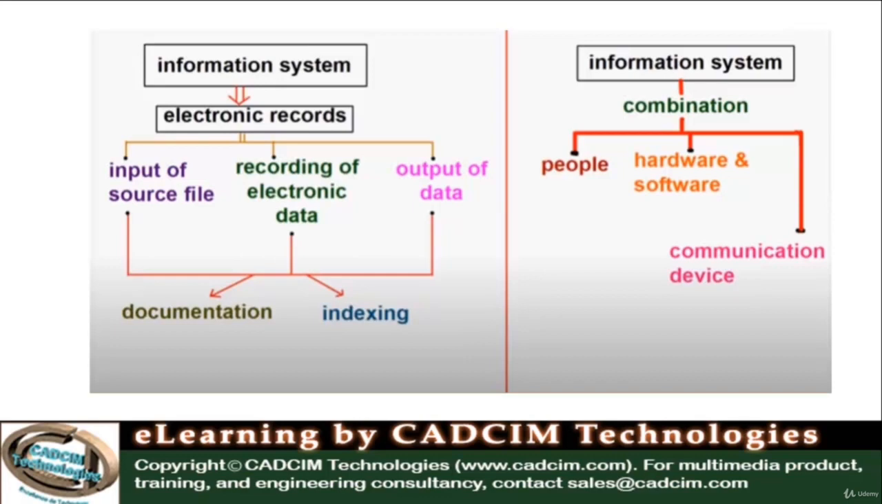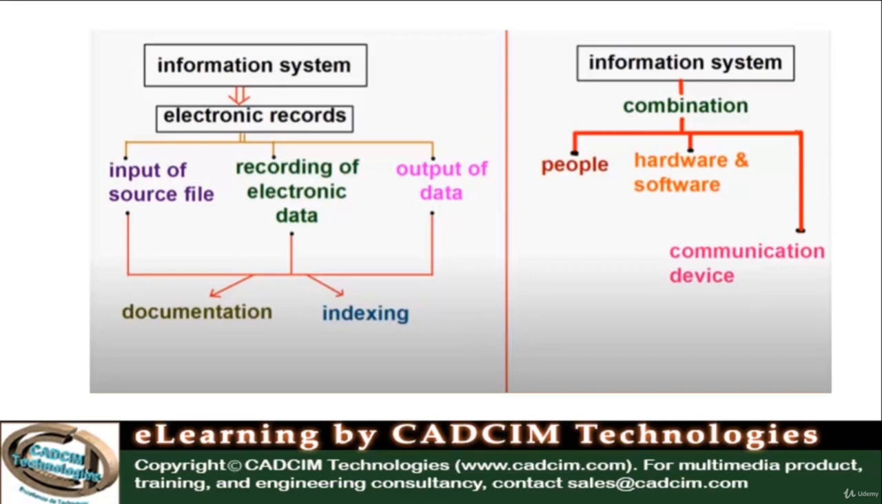And lastly come the people. People are basically those who maintain and use the hardware and software. And then the hardware and software are used to send or receive information. Now let's understand the left hand side of the chart. In this, we'll elaborate hardware and software.